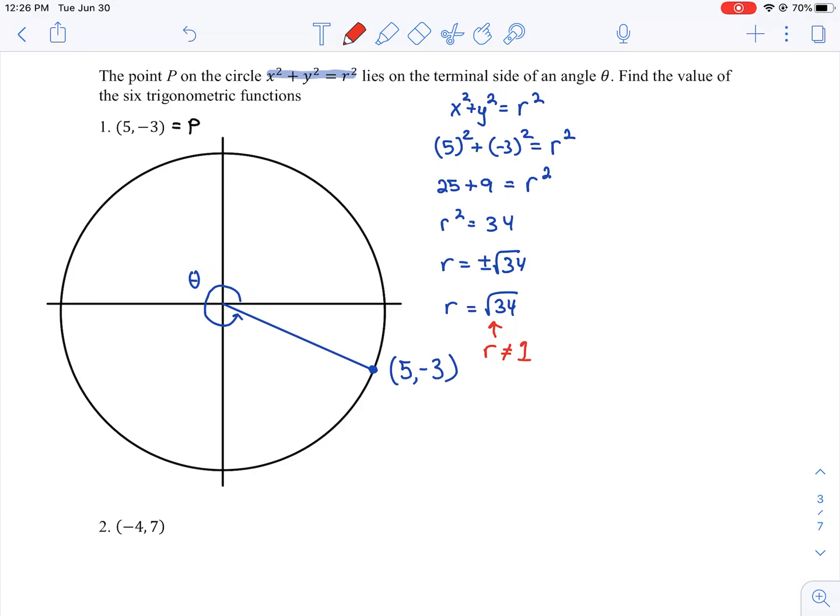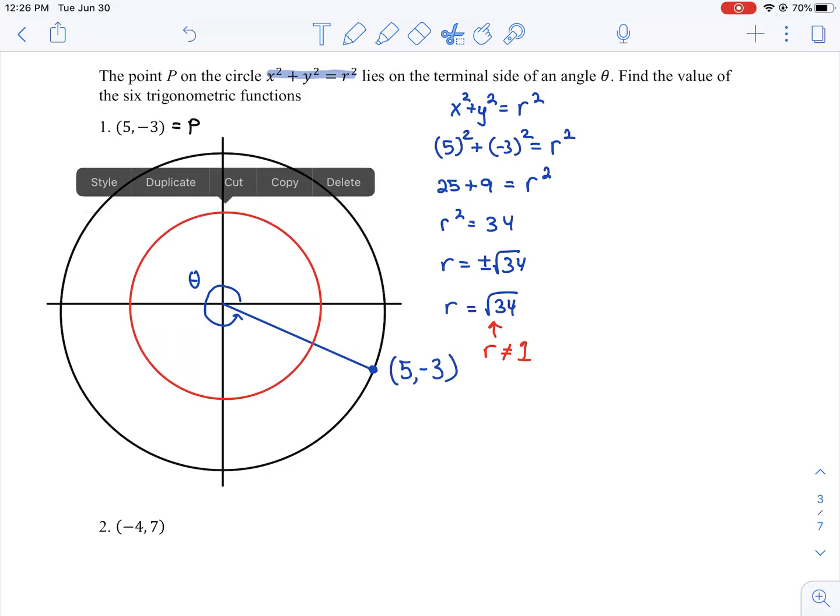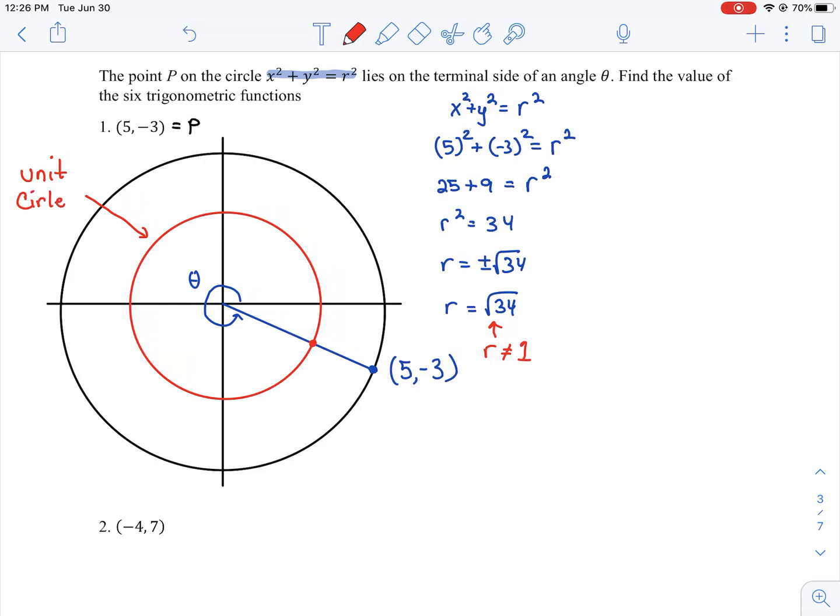So what I'm going to do is draw another circle inside. And then I'm going to place a point in red along the terminal side of theta. And this red circle is going to be the unit circle. And remember, the radius of the unit circle is equal to 1.